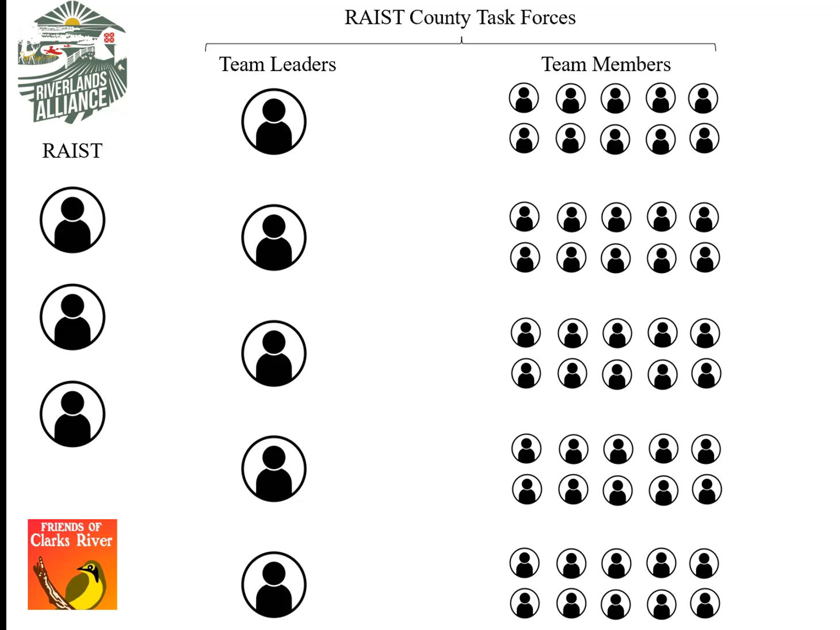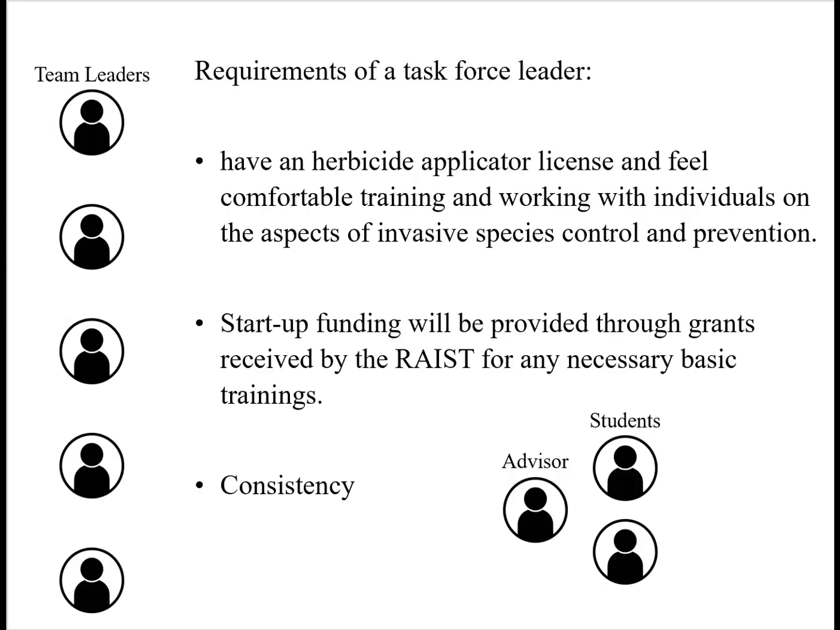Within each team, there will be a task force team leader and team members. The team leader guides other volunteers to meet the team's invasive species education, control, and prevention goals in their assigned county. The leader of each task force team should have an herbicide applicator license and feel comfortable training and working with individuals on invasive species control and prevention. Startup funding will be provided through grants received by the RAIST for any necessary basic trainings, which I will describe later. The county task force leader will also need to be consistent, preferably across multiple years.